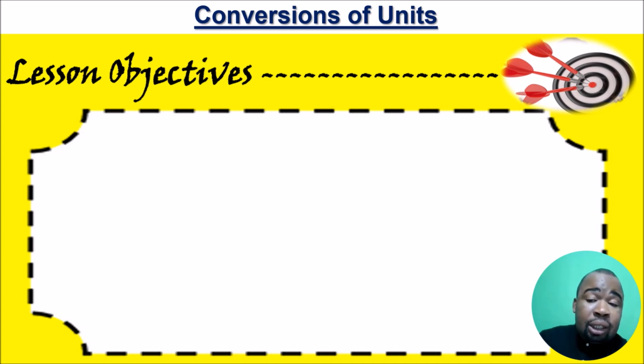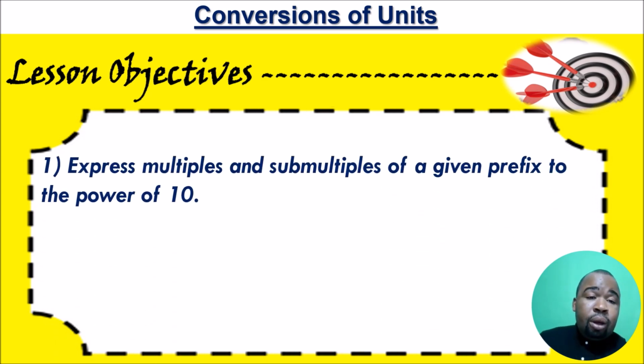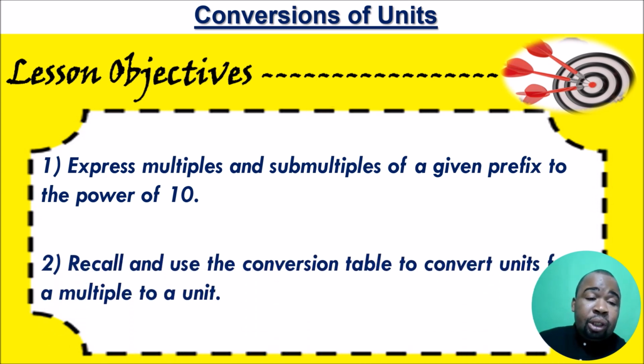In today's class, we are going to look at the conversion of units, and we have two objectives to achieve before we close our class. The first thing we need to do is to express multiples and submultiples of a given prefix to the power of 10, and we want to recall and use the conversion table to convert units from a multiple to a unit without a multiple. Right, so let's quickly dive into number one.